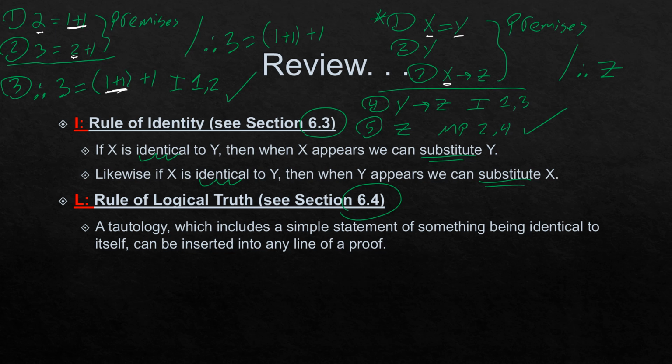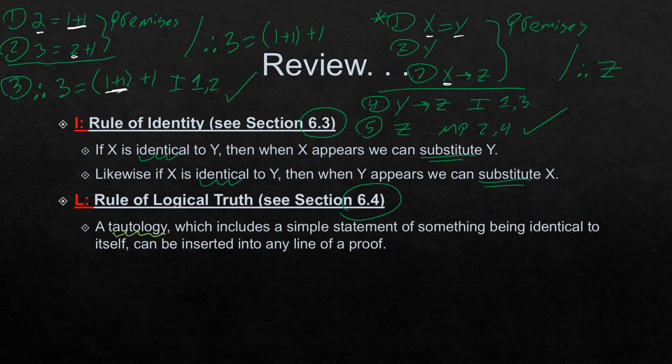Finally, for the rule of logical truth, a tautology, which includes a simple statement of something being identical to itself, can be inserted into any line of a proof. You can take a tautology and add it wherever you want.